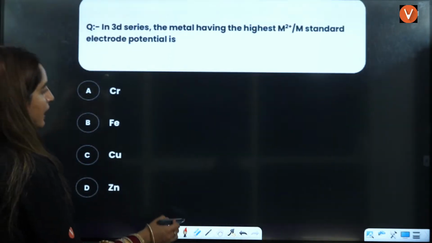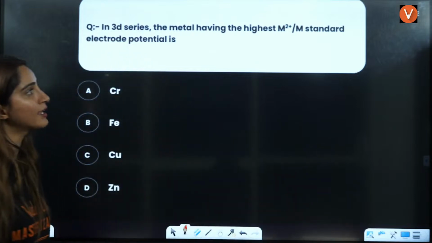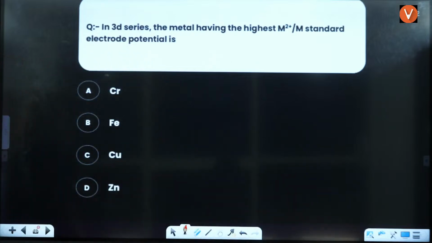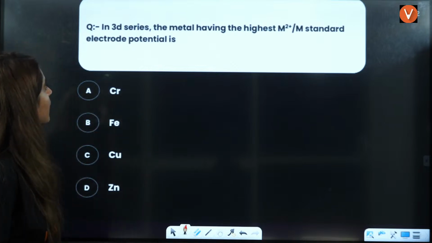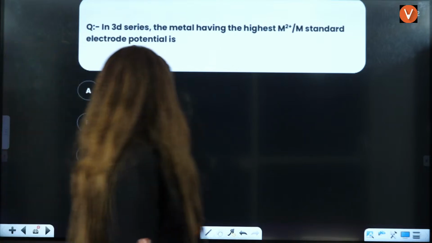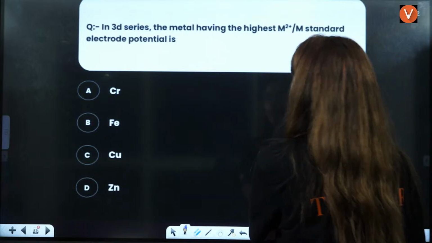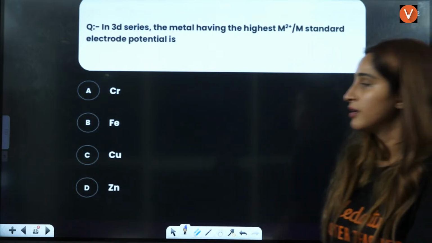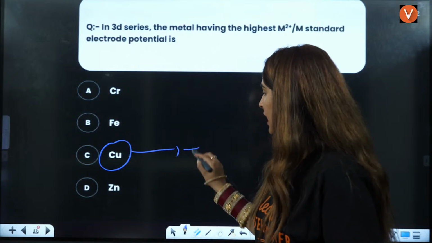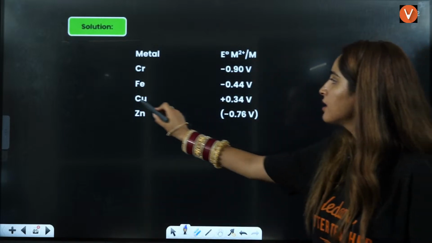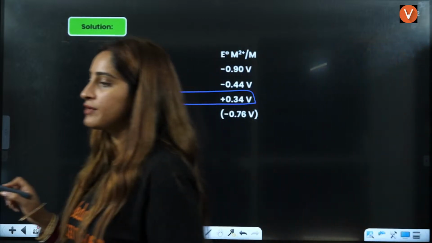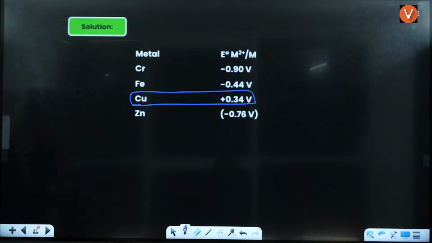Next question is: in the 3d series, the metal having the highest M2 positive to M standard electrode potential is? Beta, copper has a positive potential, that is why it is going to be the highest. So C is the correct answer. Copper is the only element which has positive potential here.